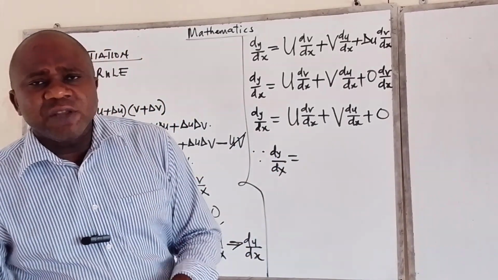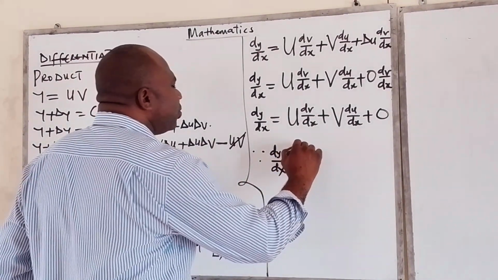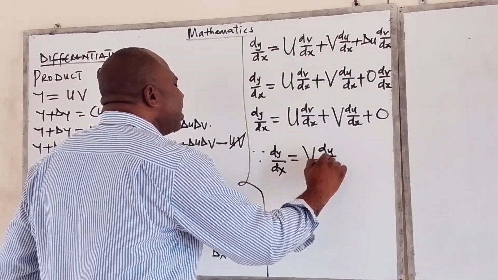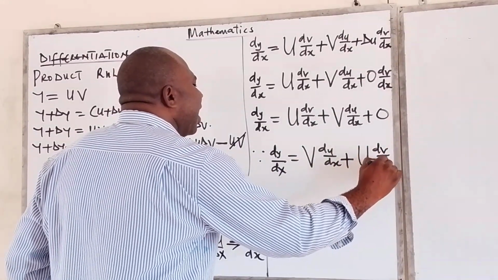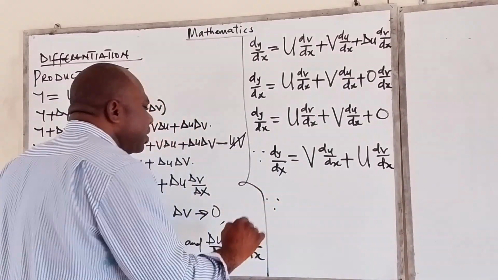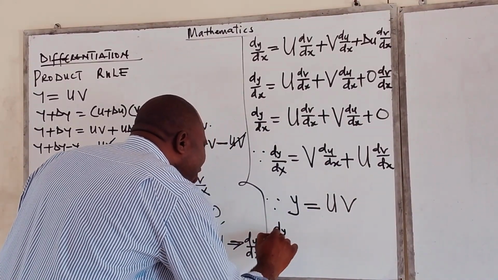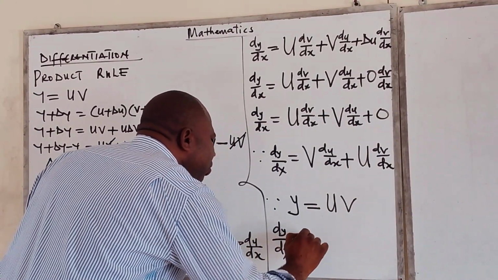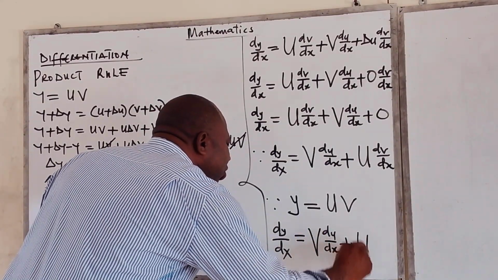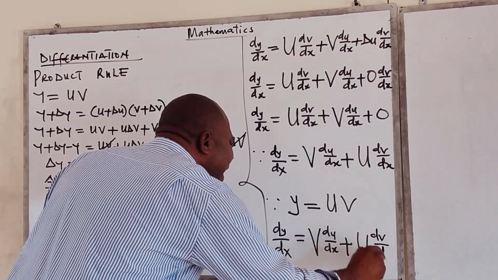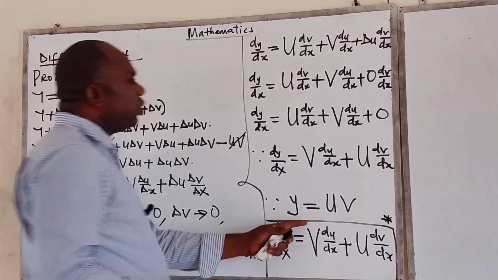5 plus 2 is the same thing as 2 plus 5. So it means I can say dy/dx is equal to v du/dx plus u dv/dx. So it therefore means that if y is equal to uv, dy/dx will be equal to v du/dx plus u dv/dx. So this is called the product rule.